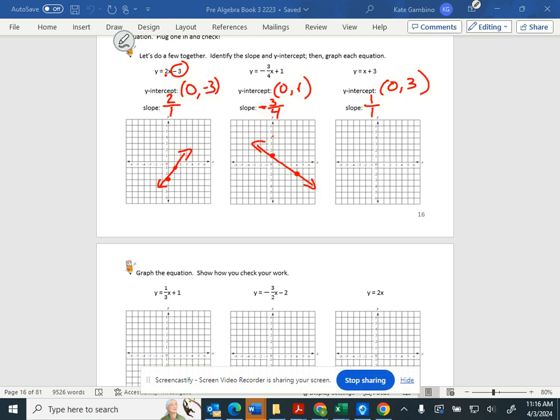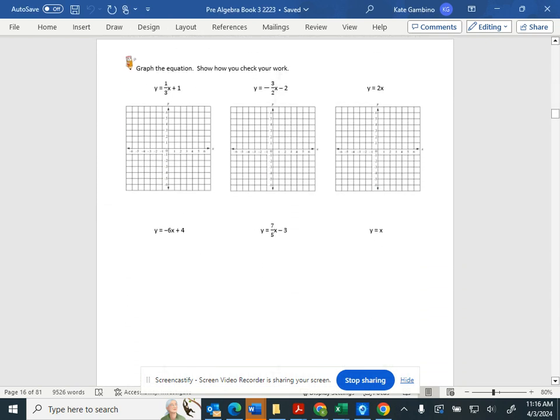Let's finish up with this one, and then we're going to talk about the next page. So, 0, 3, use my slope, up 1 over 1, draw my line. Okay? So let's look at our second page. If there's nothing in front of the x, we know it's 1 over 1.